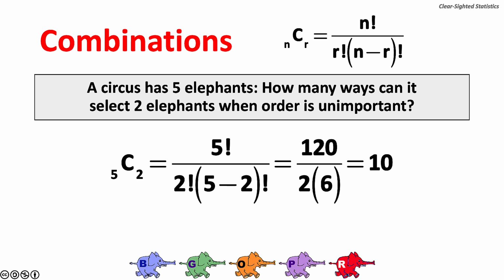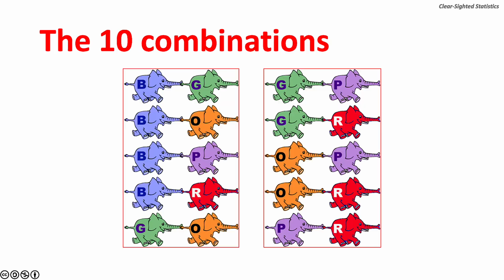And 2 times 6 equals 12. 120 over 12 equals 10. There are 10 ways to select 2 things from 5 when order does not matter. Here are the 10 combinations of 2 elephants selected from 5.